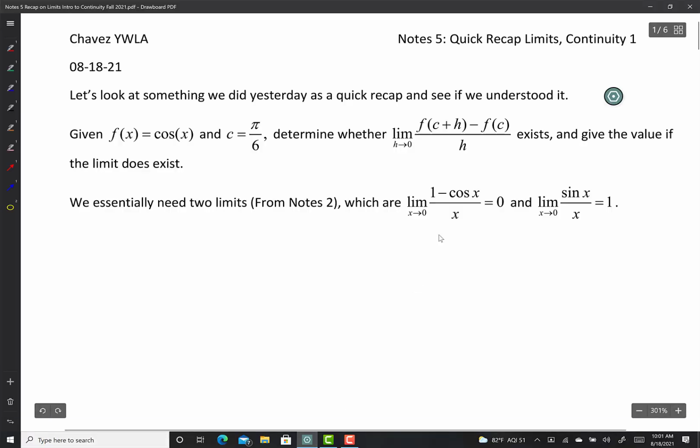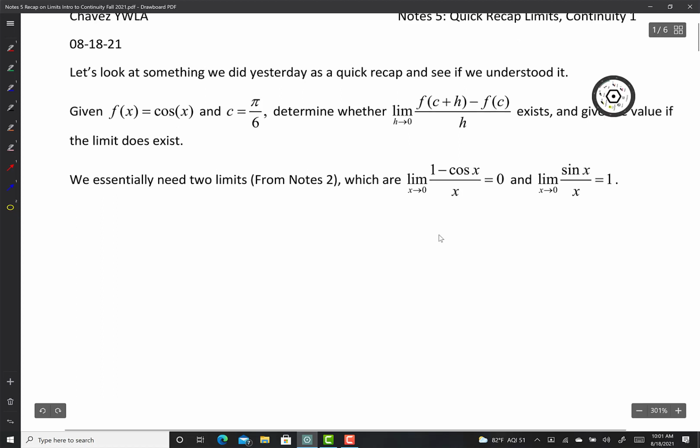Alright guys, here we go. So we're going to review that second to last question we did yesterday because I wanted to go over it in more detail. So it's the same question. You don't have to write these notes down because you kind of already have them, but if you wanted to redo it again, that's fine.